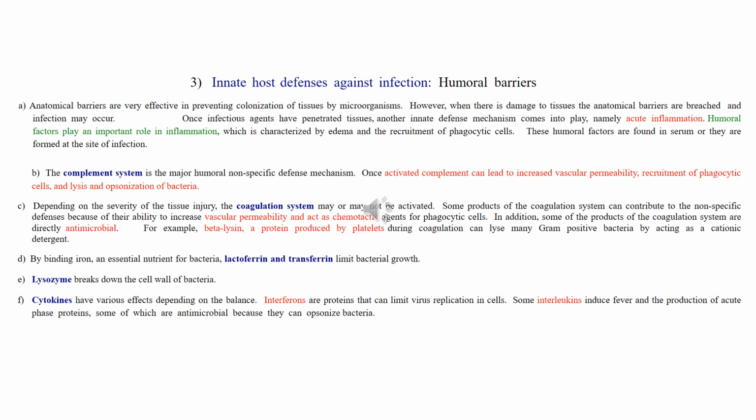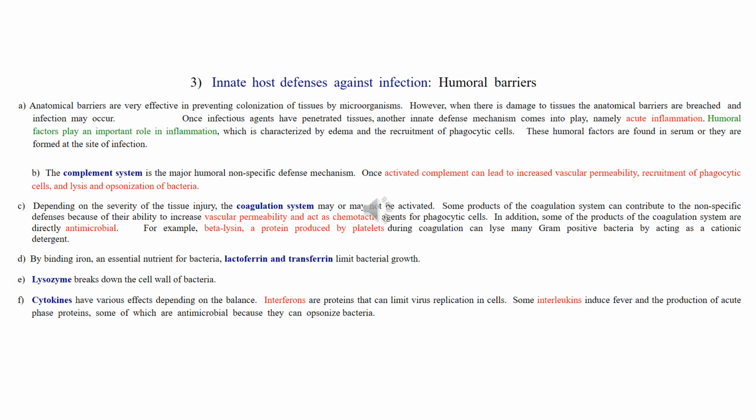Anatomical barriers are very effective in preventing colonization of tissue by microorganisms. However, when there is damage to the tissue, the anatomical barriers are breached and infection may occur. A wound inside the skin, so the inner structure will be exposed and the microorganism will enter and cause inflammation.